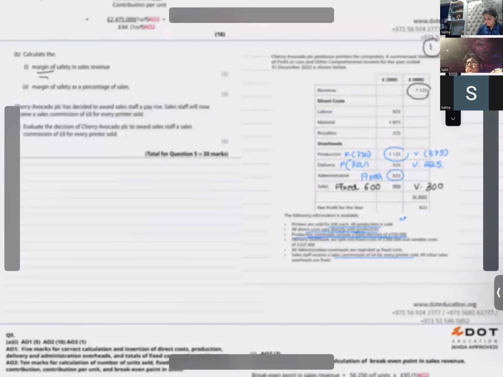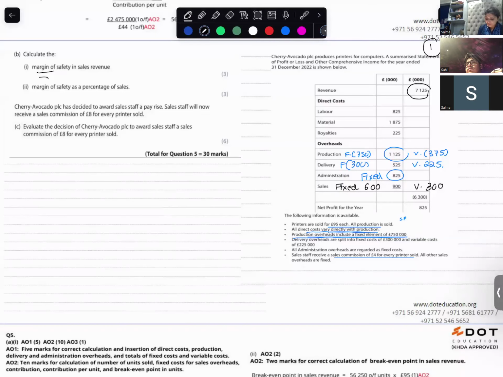That's the level of output. Now understand what it is. What do you mean by margin of safety? Suppose your break-even sales. What is break-even sales? Break-even sales is where you make enough sales to cover up your cost. Break-even sales is that level of activity where you're making no profit, no loss.